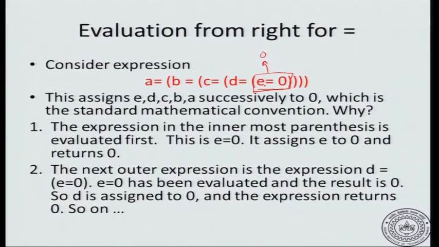So this becomes D equal to 0, D is assigned the value 0, and the return value of this sub expression becomes 0. Then we have C equal to 0, and so on. Finally every variable here will be assigned the value 0.